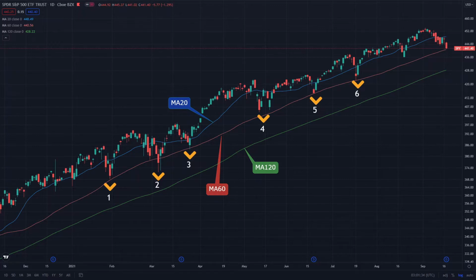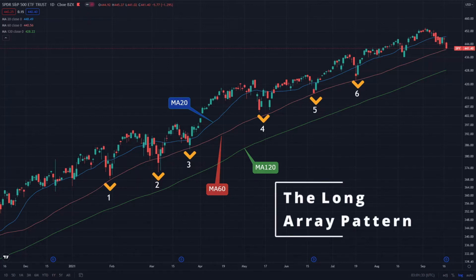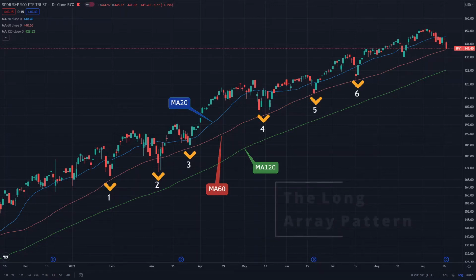When MA20, the blue line, is above MA60, the red line, and MA60, the red line, is above MA120, the green line, they form a pattern known as the long array pattern. This is a bullish sign showing that buyers are stronger than the sellers, pushing the price and moving averages higher and higher. The converse is true.